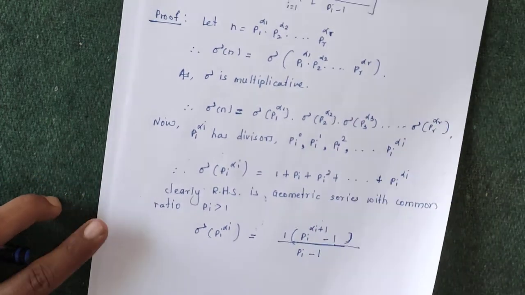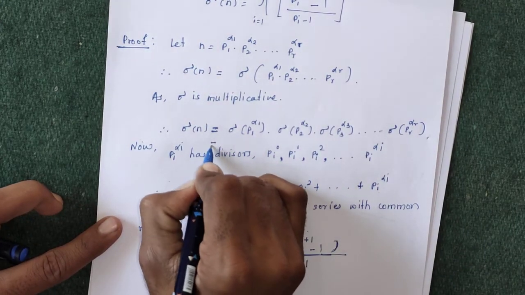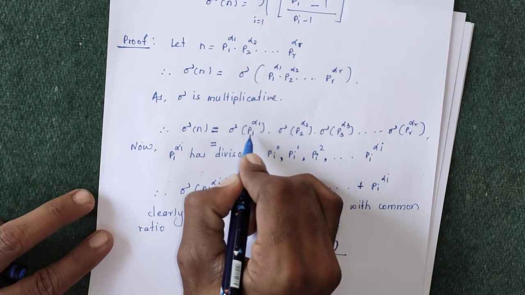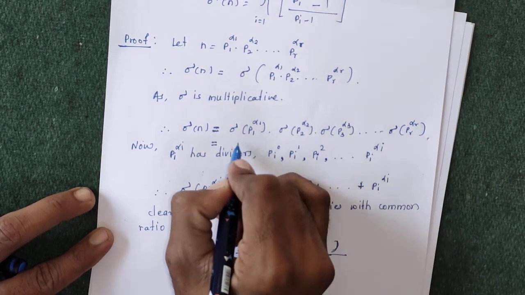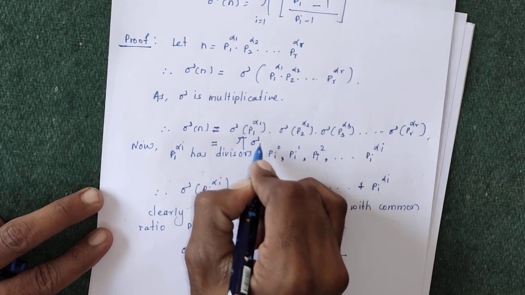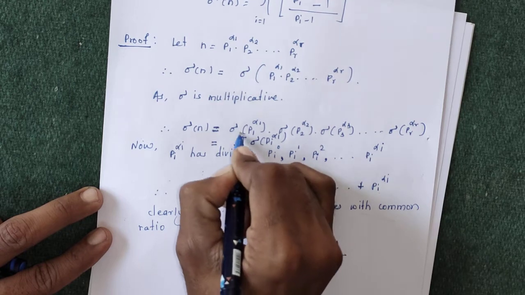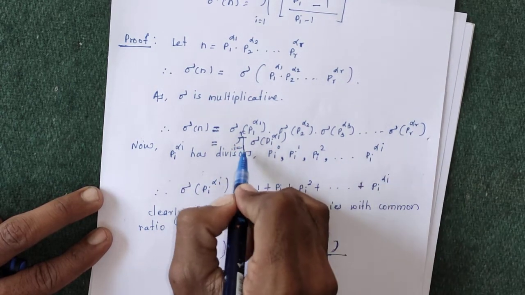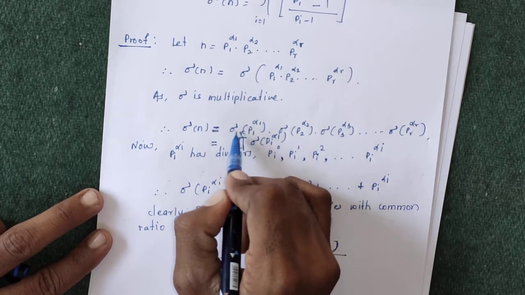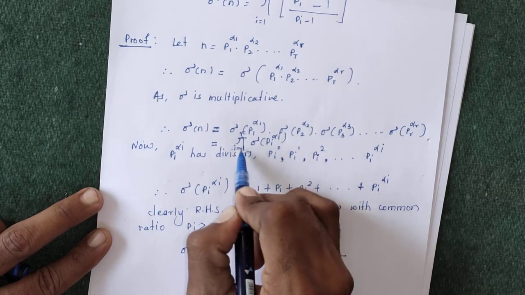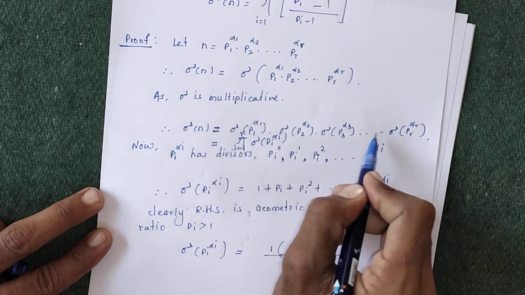Now, we can put the value of sigma of pi raised to alpha i here, or we just generalize this result. The multiplication sigma of p1 raised to alpha 1 into sigma of p2 raised to alpha 2, sigma of p3 raised to alpha 3, we can generalize as the product of sigma of pi raised to alpha i, i running from 1 to r. If we put i equal to 1, we get sigma of p1 raised to alpha 1, into, if we put i equal to 2, sigma of p2 raised to alpha 2.